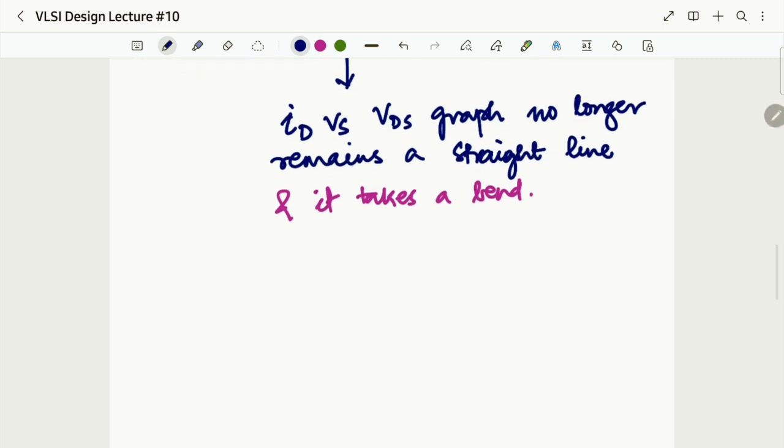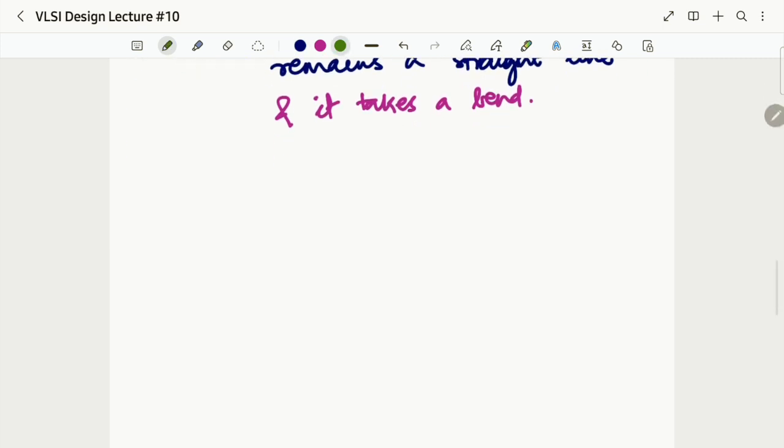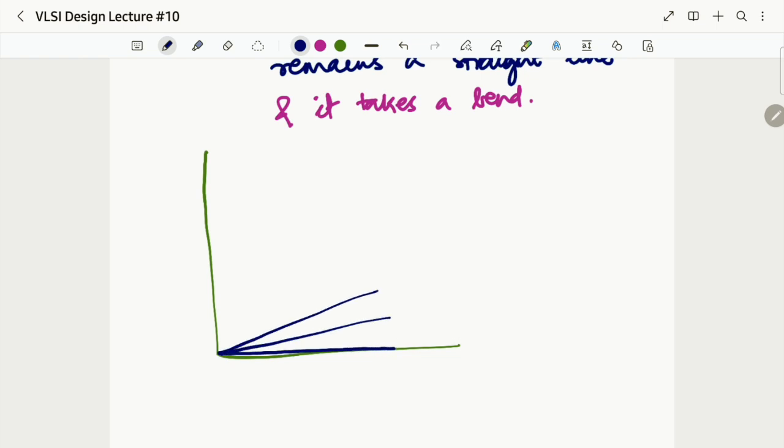So which ID versus VDS graph am I talking about? In our previous class, you must remember that we discussed a graph like this. I hope you remember this. If you don't, no worries. I'll attach all the playlists of the previous classes and you can check it out.